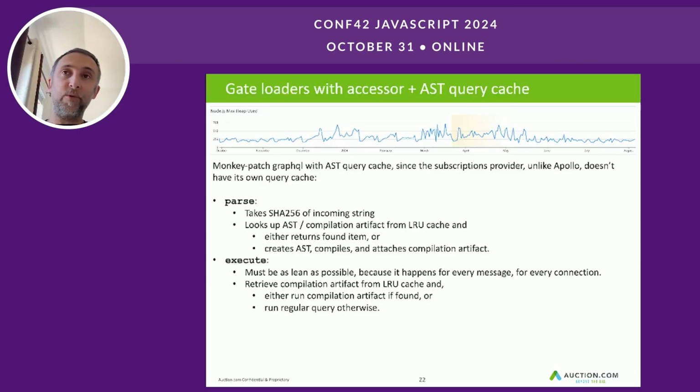And then when it's time to execute the query, we grab the compilation artifact from the AST upon which we stored it during parse. And if for some reason during parse the creation of the compilation artifact failed, no big deal. We'll just go back and run the query the old-fashioned way. Otherwise, we'll run it JITted and it'll be faster.